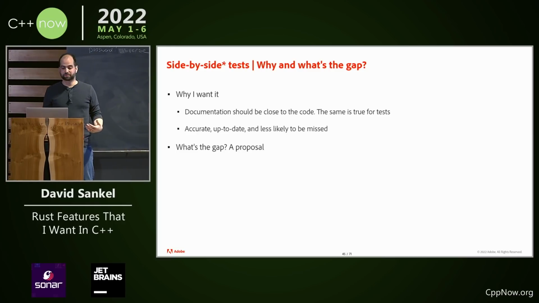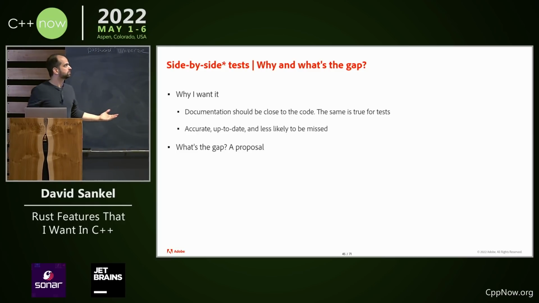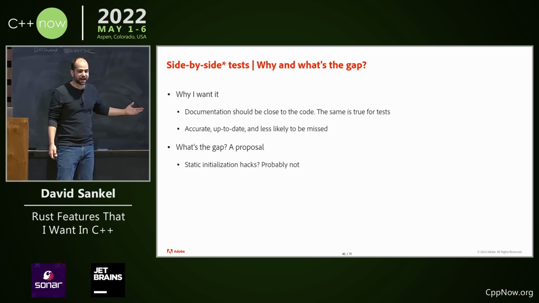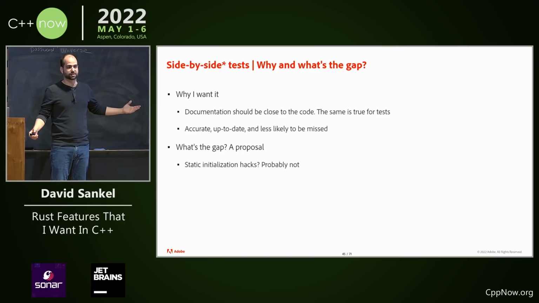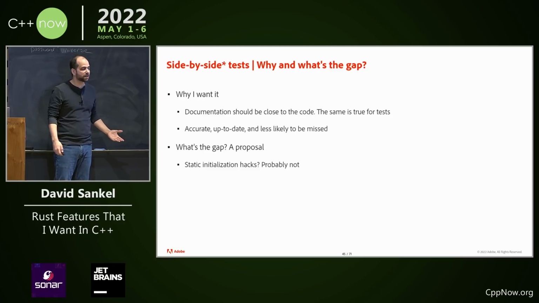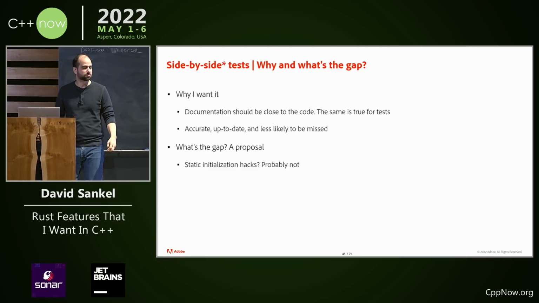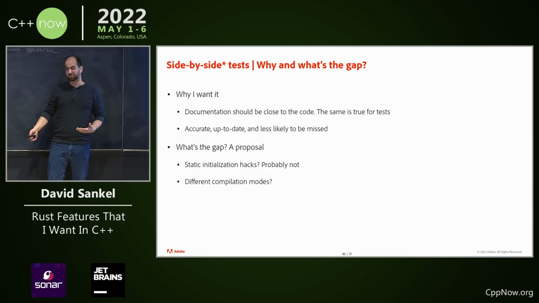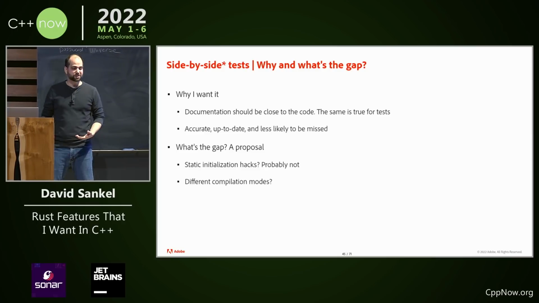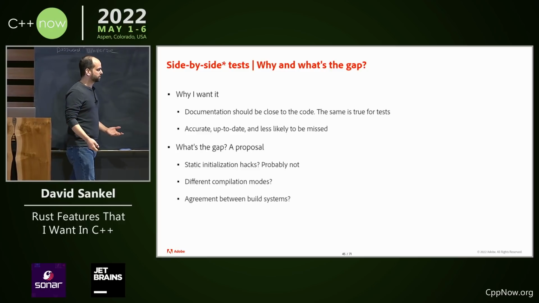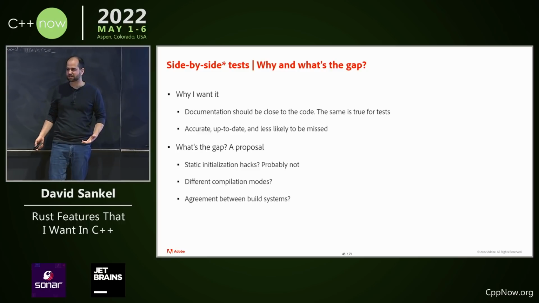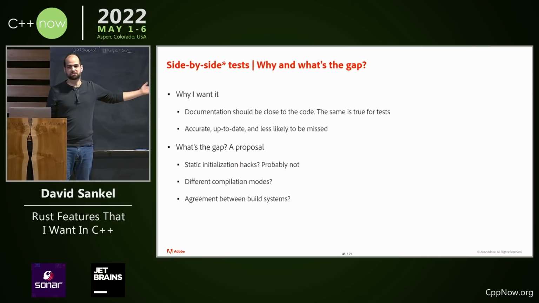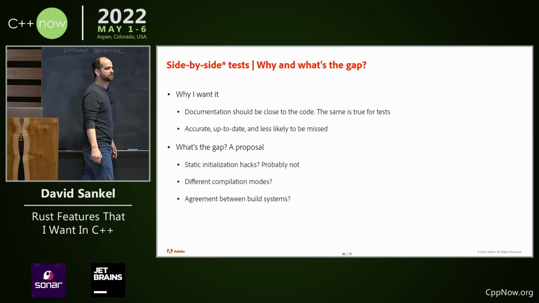What's the gap? Basically a proposal. Someone needs to do this. You could do this with static initialization hacks. I've seen libraries like this, so you can do that, but there's a lot of terribleness in that. Do we want to encode in the standard different compilation modes, one for your test, one not for the test? That means we'd have to have agreement between different build systems. I don't know, it's tough. It's maybe possible.